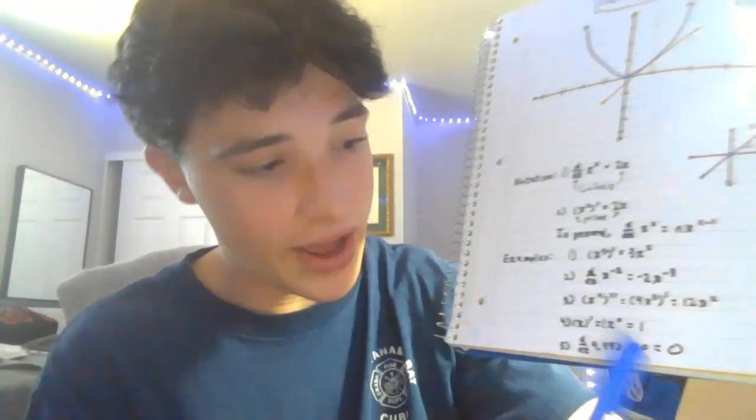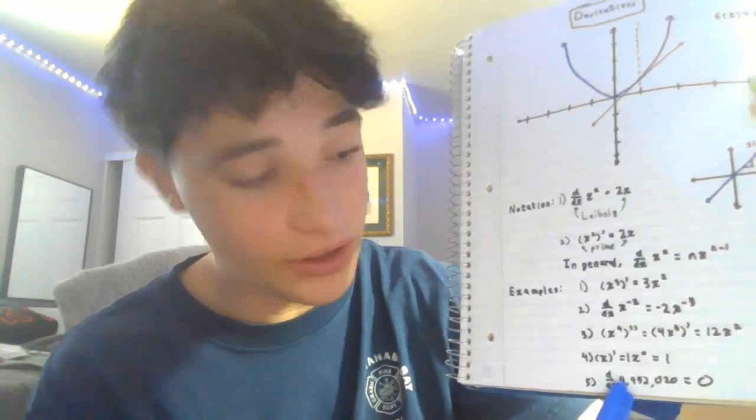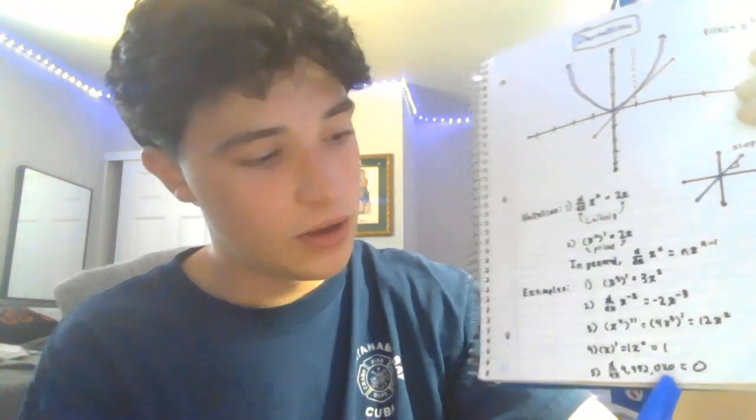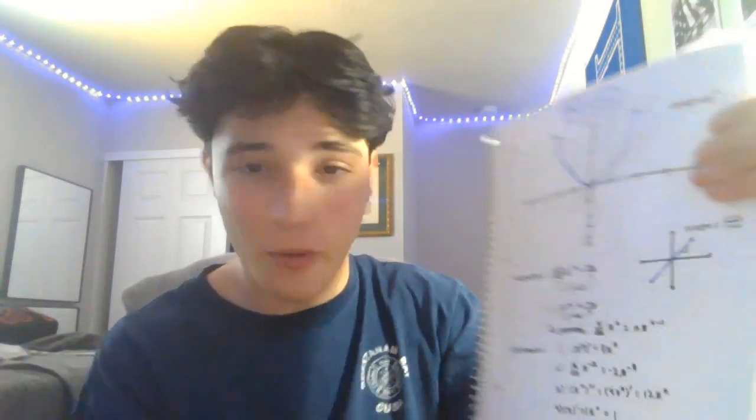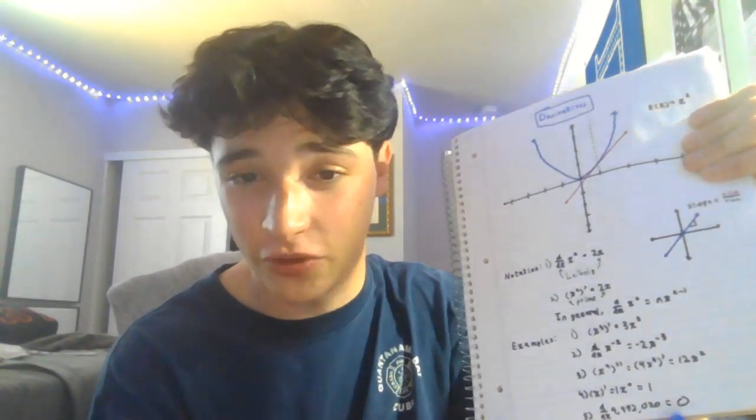Now, the next one I have is the derivative of 4,452,020. That's just 0 because there's no x in it. And any number without an x in it is just a straight line on the graph. It doesn't have a slope. The slope is 0. So it would make sense that the derivative is also 0. And that goes for any constant.